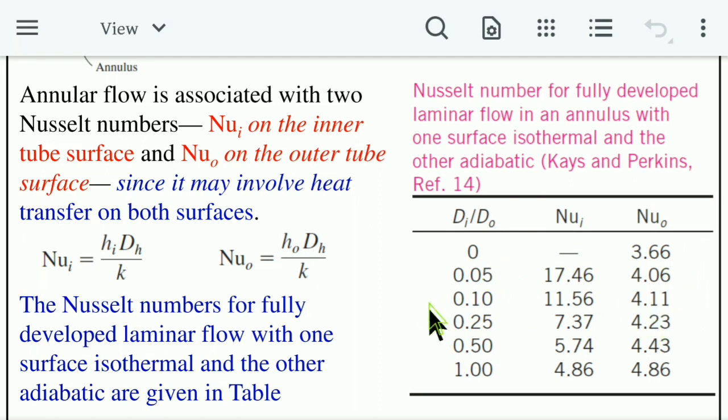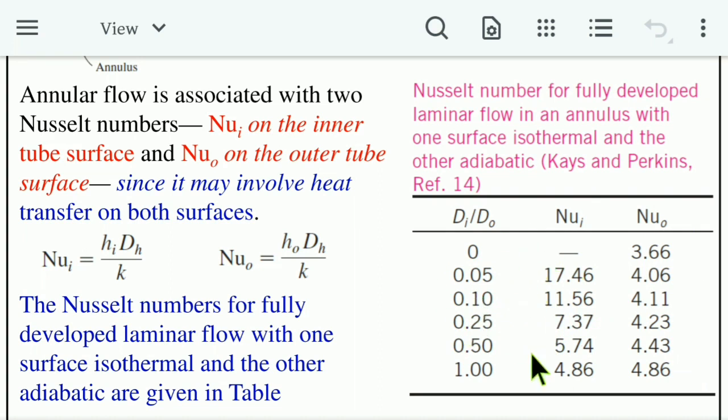Like that, for 0.25, inner Nusselt number 7.37, outer Nusselt number 4.23. For 0.50, inner Nusselt number 5.74, outer Nusselt number 4.43. The last one for 1, inner Nusselt number 4.86 and outer Nusselt number 4.86. So from this table, we can say that as the value of d inner by d outer increases, the Nusselt number for inner decreases and the Nusselt number for outer always increases.